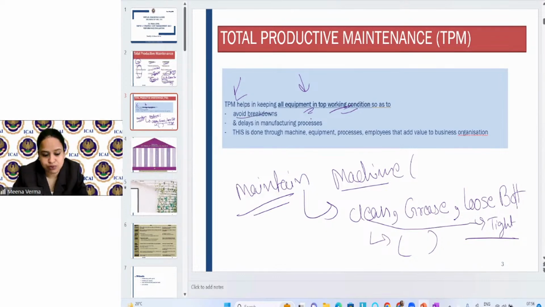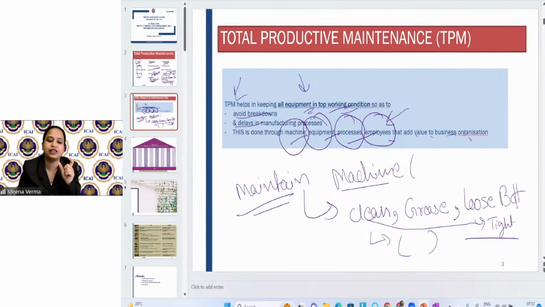so that they can avoid any breakdown of machine, so that there will be no delay in the entire manufacturing process, because if one machine fails to work, the entire process will get interrupted. Especially in just-in-time system, if one machine fails, the entire process of production will be interrupted. So this is done through machine, equipment, process, and employees that add value to the business. So we want to maintain the machine, the equipment, the entire process of production, and employees, and labor is important for this, right? So all these will help.